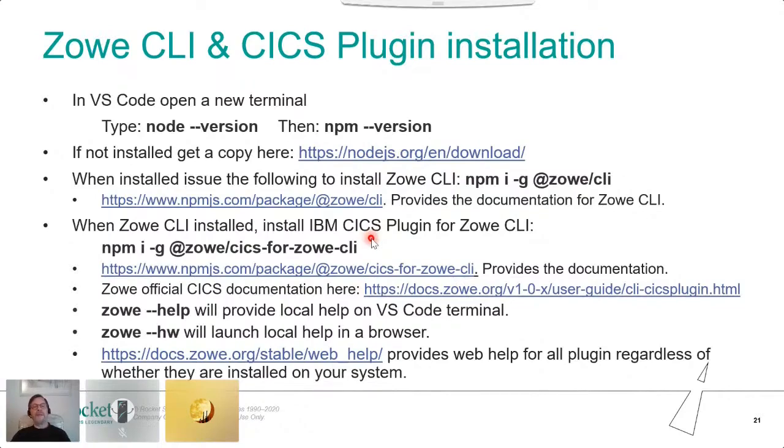Now, to get any help in development under Zoe for CICS, you can issue the Zoe --help from a VS Code terminal, and it will launch this inside of a browser, and it'll give you help for developing CICS applications using VS Code. But if you remember, developing a CICS application, as I'm going to show you in just a moment, is really about modifying COBOL code, right? There's only a little piece of it that you need to be able to do, and that is the new copy process, which I'm going to show you in a minute.